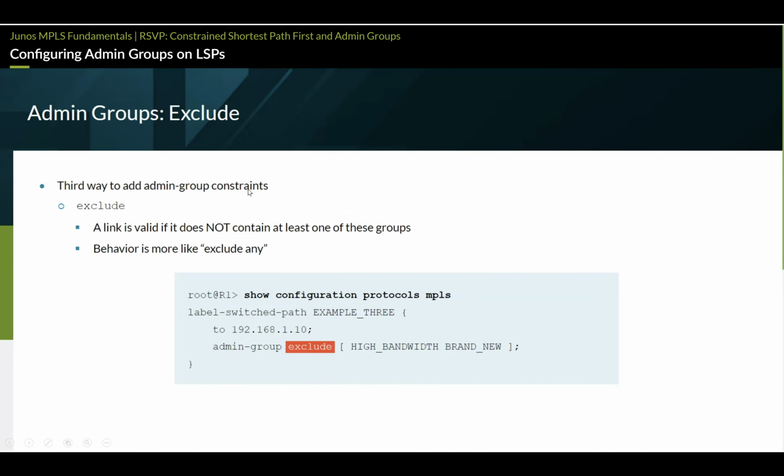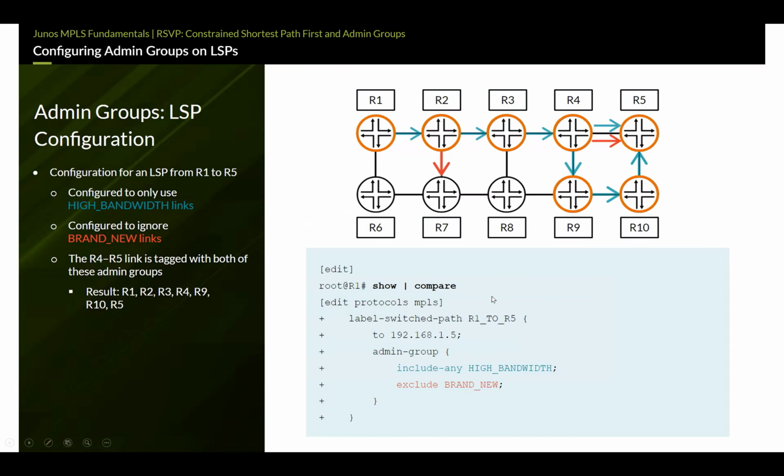The third way to add an admin group constraint is exclude. You can exclude admin groups. This is another option you can choose. See here, show compare: include any high bandwidth, exclude brand new. You can include someone, you can exclude someone. That completely depends on the build.